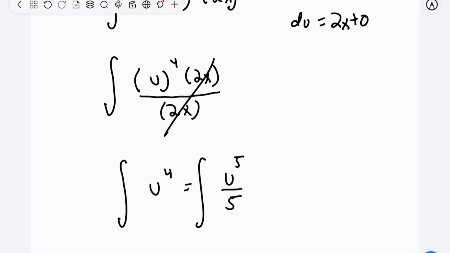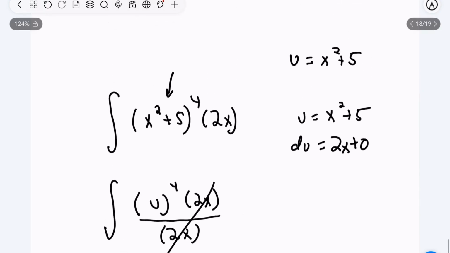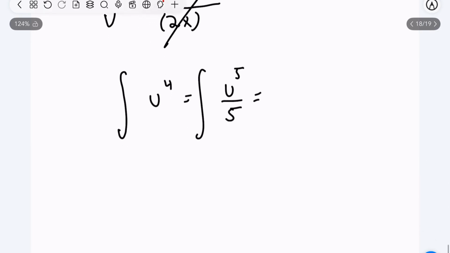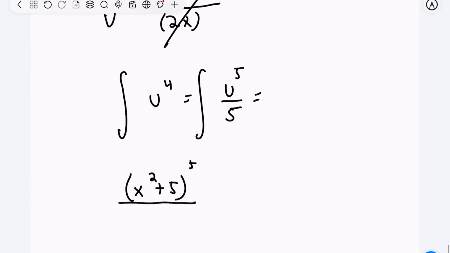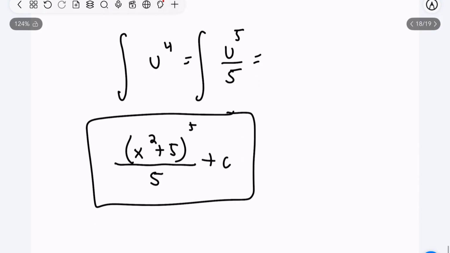And now you need to substitute back what is in the u, which is x squared plus 5. So that's going to be x squared plus 5 to the 5 over 5 plus c. And that is your final answer.